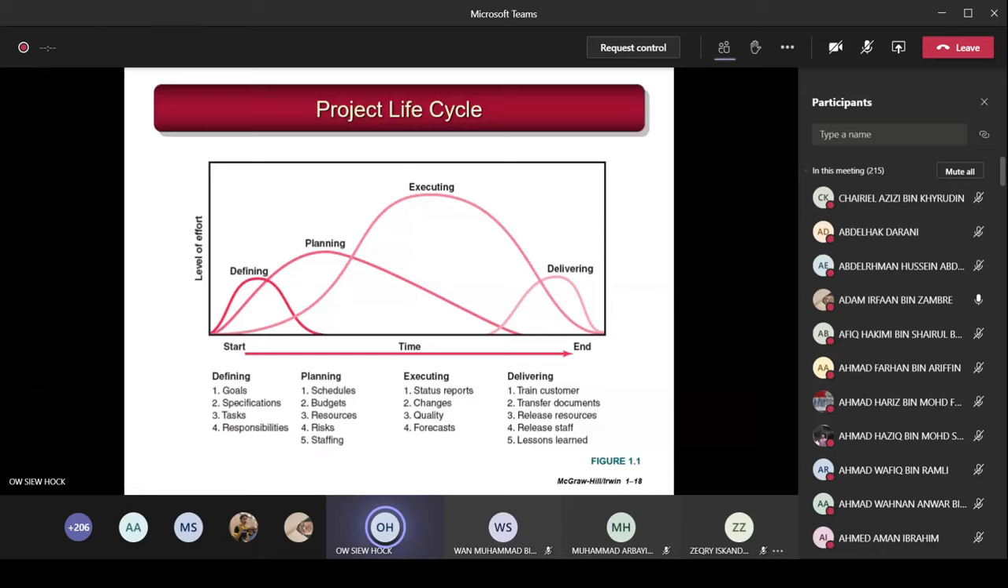Lastly, you have forecasting. You're halfway through and you want to monitor whether you're able to meet the deadline of the project and when you can deliver. Let's say this is a 1 year project, and after 6 months you try to predict whether you're able to meet the deadline. If you cannot, you try to forecast the final date you can deliver and how long you're going to delay the project.